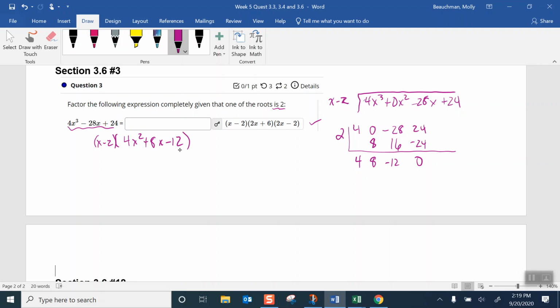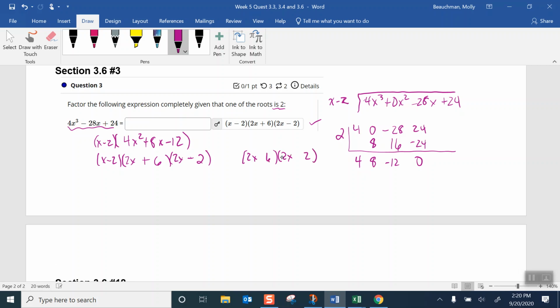Now from the answer, it looks like they want you to keep it like this. 4 is common to all three of these. We could factor out a 4, but let's go ahead and leave it and factor the quadratic. We have 2x times 2x, and we want two values so that when we multiply them together, we get negative 12. So you have to do a little trial and error before you get the correct combination. I know the correct combination is plus 6 and minus 2 because I have the answer right there. But what you would do is you would try it out.